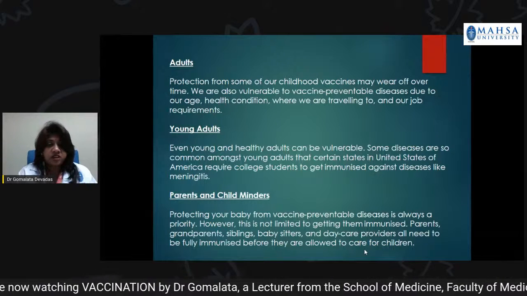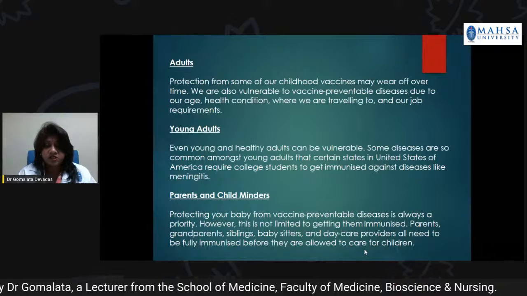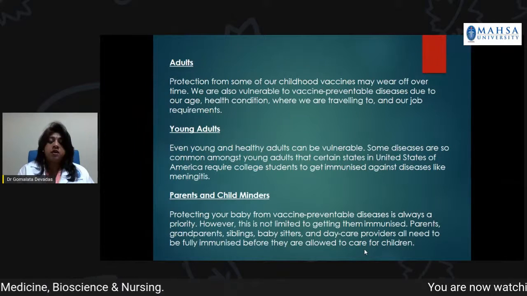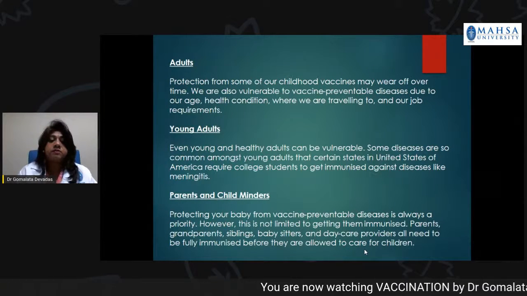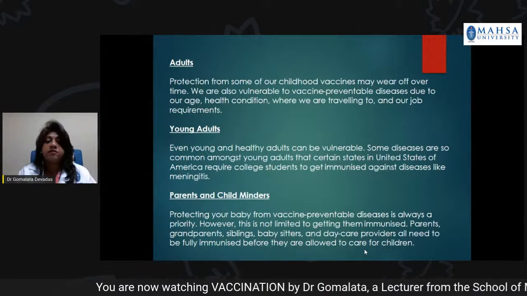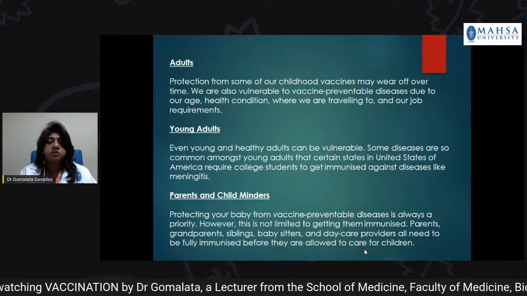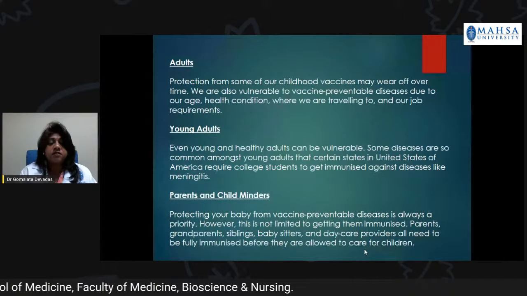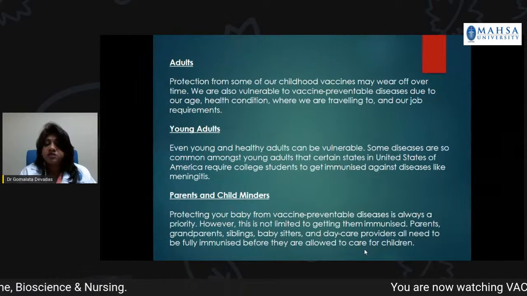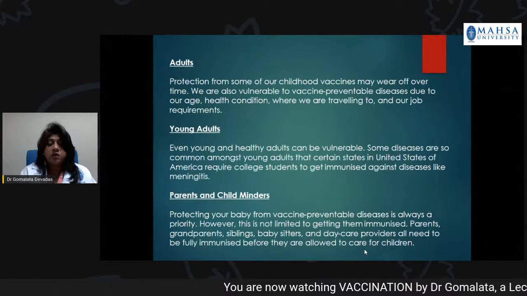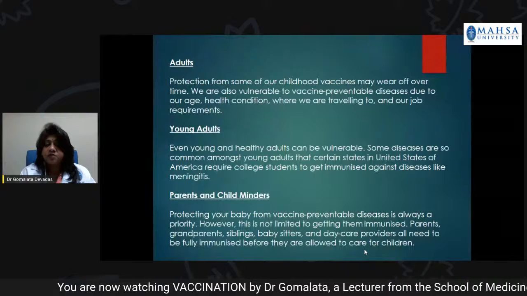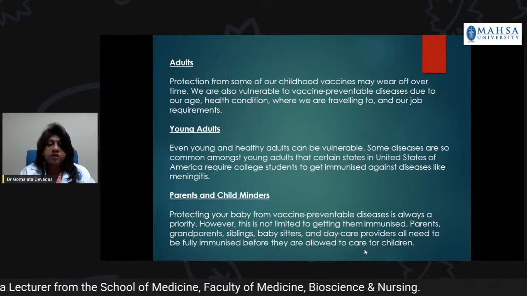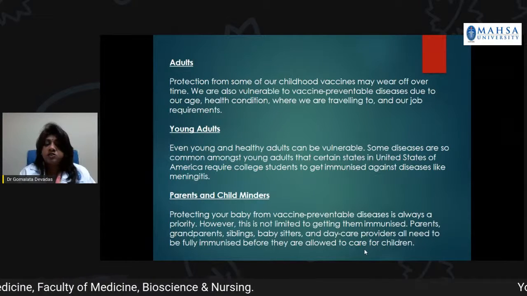Certain states in the United States of America require college students to get immunization against diseases like meningitis. This is quite common in the United States, but in Malaysia we also have a system for immunization for college students as well, and we have it for parents and child minders. Protecting your body from vaccine-preventable disease is always a priority. However, this is not limited to getting themselves immunized. Parents, grandparents, siblings, babysitters, and daycare providers all need to be fully immunized before they are allowed to care for children.